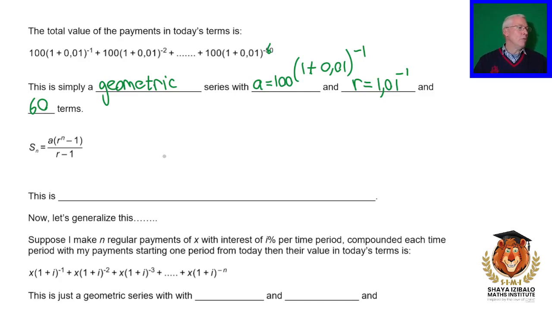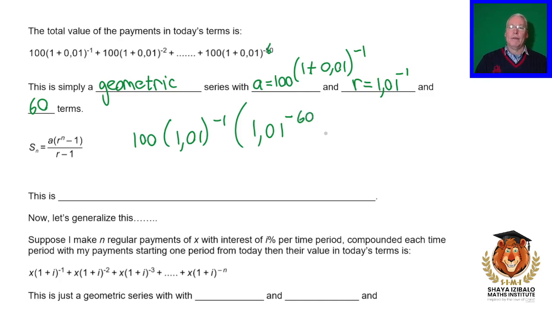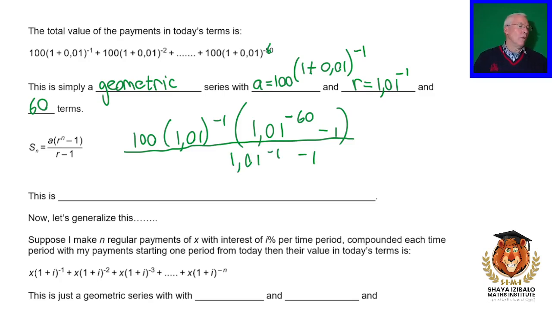So we're going to use this formula. All right, and this formula says a is 100 times 1,01 to the minus 1. r is 1,01 to the minus 1, but then we're going to raise that to the power of n, so it's going to be to the minus 60 minus 1 over 1,01 to the minus 1 minus 1. Okay, let's work out what all of that comes to.